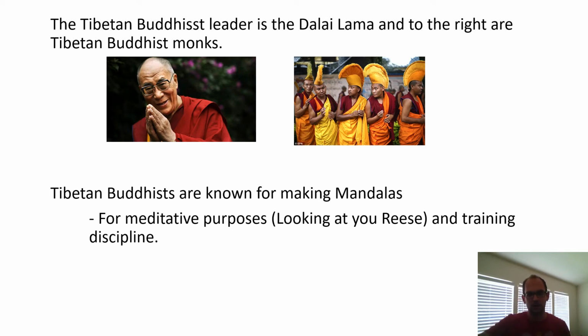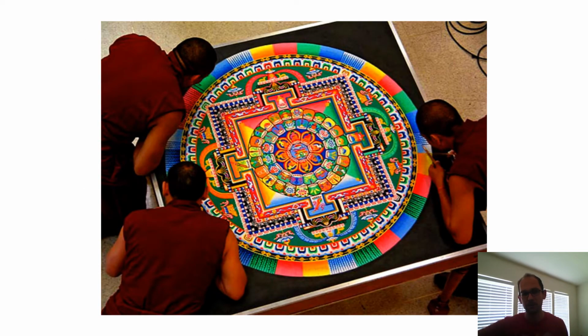So to the right are traditional Tibetan Buddhist monks in their dress wear, and you're going to see that in another video too. So they are known for making something called mandalas. It is for meditative purposes, looking at you, Reese, wake up, Aiden, off your phone, and also for training discipline at the same time too. Here's what one of these Tibetan Buddhist mandalas look like. So as you see in the time-lapse video, they're going to map it out all correctly using what are known as chalk lines and math compasses to make it as geometrically exact as possible.